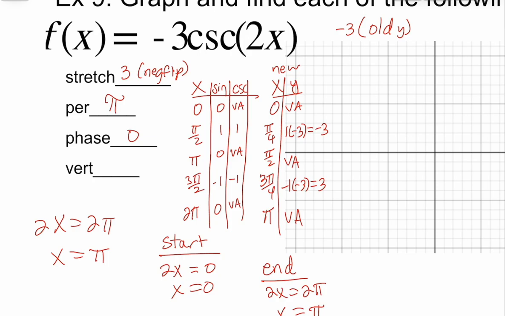As far as a vertical shift or a midline, there is nothing added in right here. So there is none, or you can say 0. The midline is at 0. So the middle of our upper bump, lower bump, upper bump, or in this case, our upper parabola, lower parabola, upper parabola, lower parabola is going to be at 0.